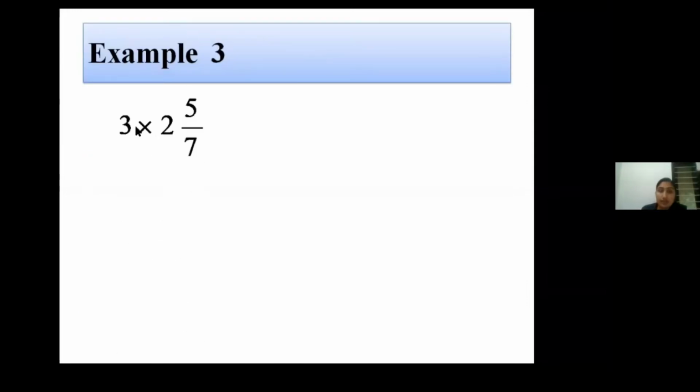Example 3. 3 into 2 5 by 7. Here the whole number is 3, but the fraction is a mixed fraction. 2 5 by 7 is a mixed fraction. So here it is the multiplication of a whole number with a mixed fraction. For this case, first we have to convert the mixed fraction into an improper fraction.